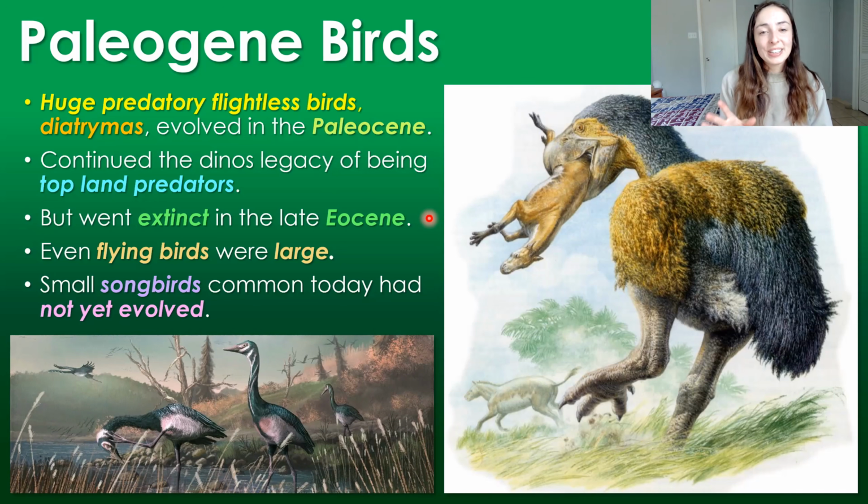However, these guys weren't the only huge birds around. Even flying birds during the Paleogene were very large. Small songbird type birds that we have today did not actually evolve yet. So imagine a world filled with only really large birds, no small birds that tweet around you and make beautiful song. I mean, cool, but also kind of sad.